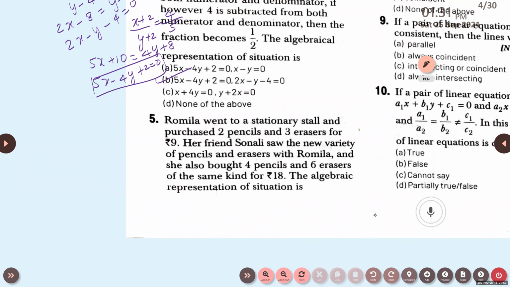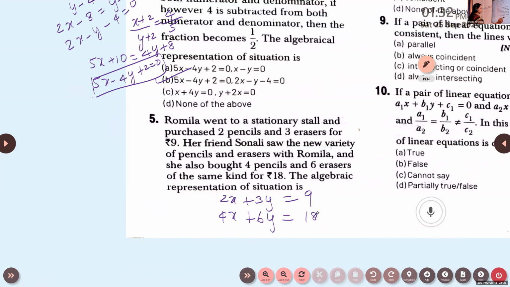First equation 2x plus 3y equal to 9. Yes, okay. Second equation 4x plus 6y equal to 18. Looking at this equation, can you tell me what type of graph you will get? Intersecting. Coinciding. Very good, Adil. It is coinciding, isn't it?